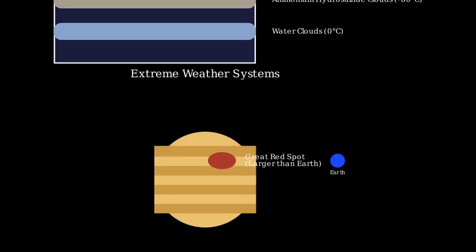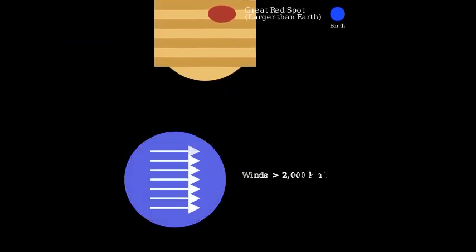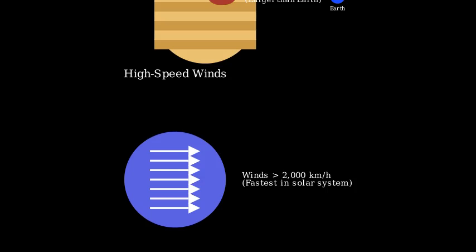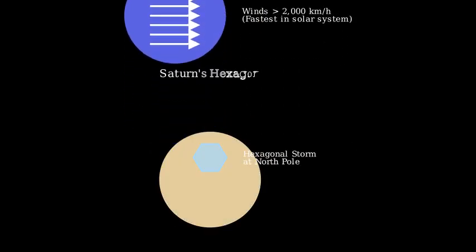Jupiter's Great Red Spot is a massive storm that has been raging for at least 400 years and is larger than Earth. High-speed winds are another feature of Jovian atmospheres. Neptune has the fastest winds in the solar system, reaching speeds over 1,200 miles per hour or 2,000 kilometers per hour. Saturn has a unique hexagonal storm at its north pole, a bizarre six-sided jet stream that has puzzled scientists since its discovery.